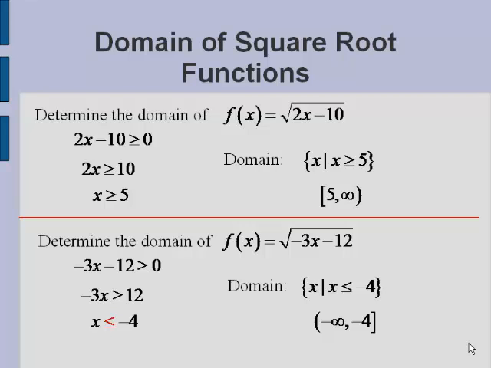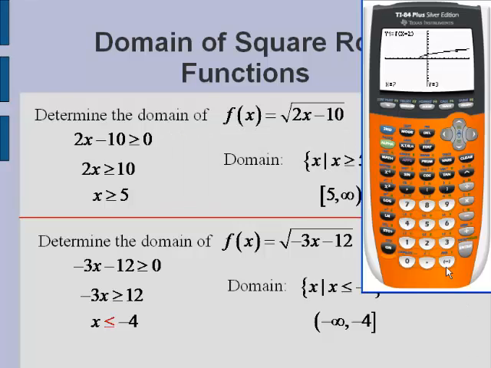Let's go ahead and verify this last one on the calculator. So let's look at y equals the square root of negative 3x subtract 12. Let's close the parenthesis and let's graph it. We're already in the standard window, so let's just hit graph. And notice that this one starts from the left and stops at negative 4. It goes as far as we want to the left up to negative 4 and stops at negative 4.